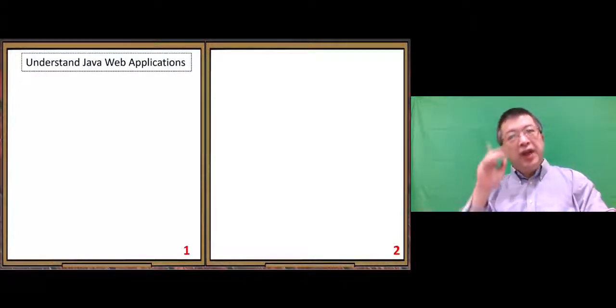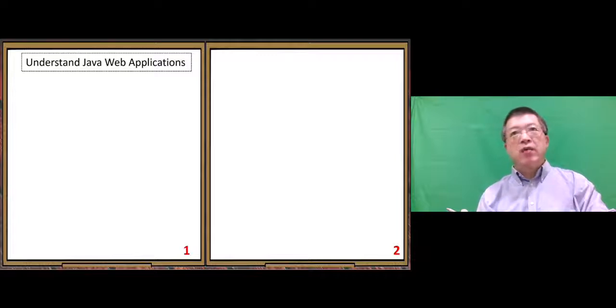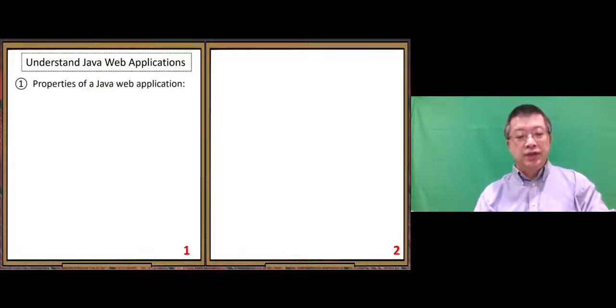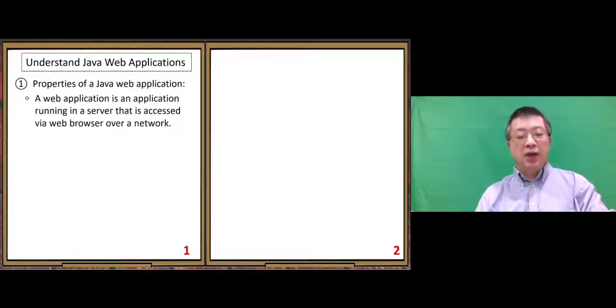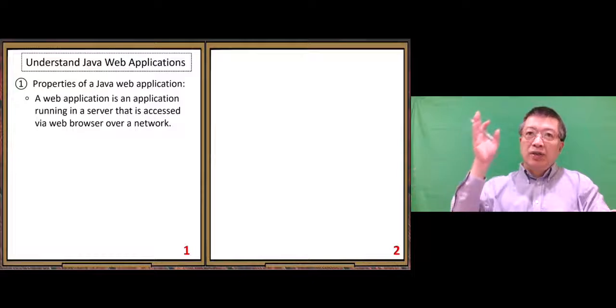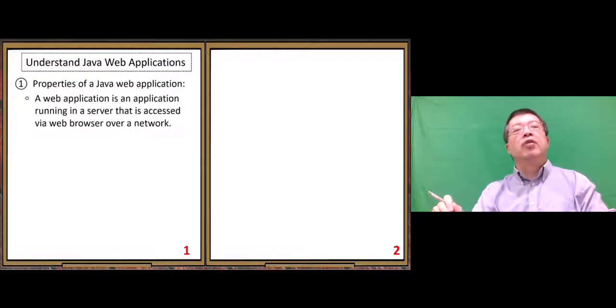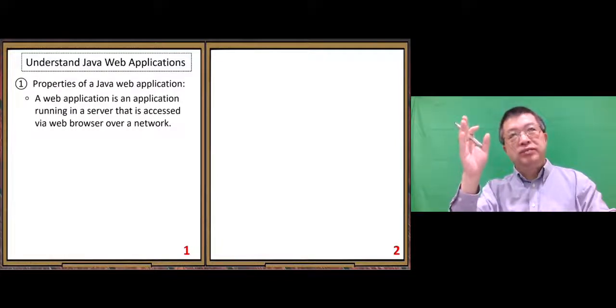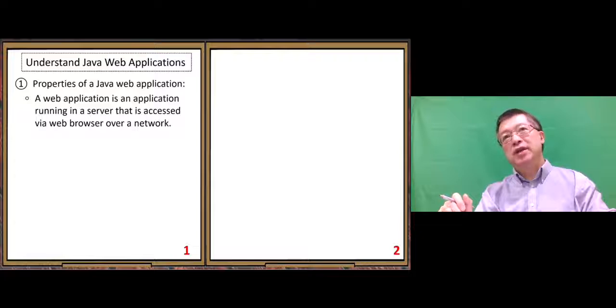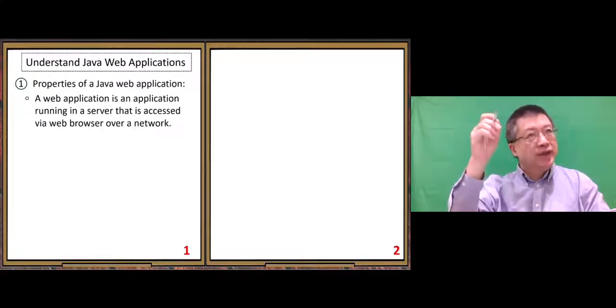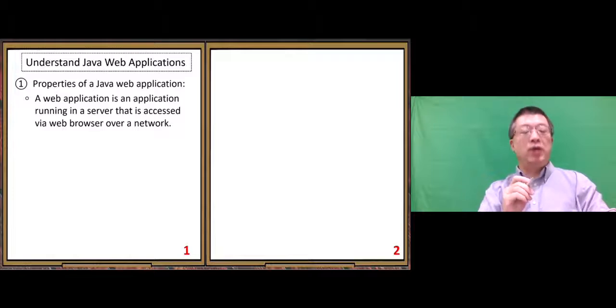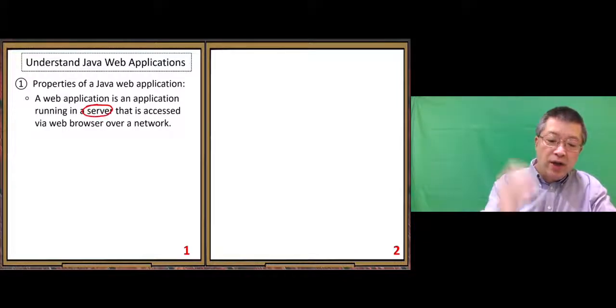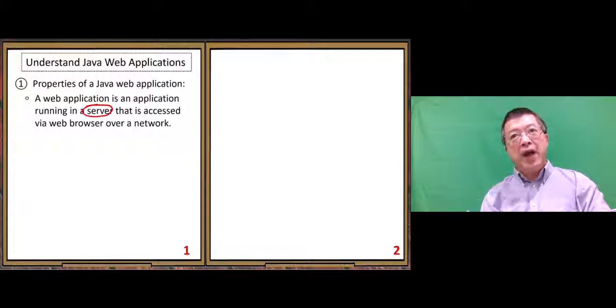Let's try to understand the basics of Java Web Applications. First, some properties of Java Web Applications. First, the general meaning of a web application. It is just an application, we know software application, running in the server. This is a special software application running in a server that is accessed via web browser.